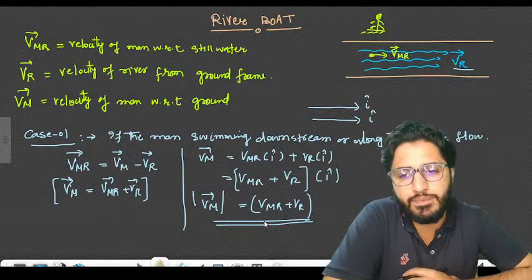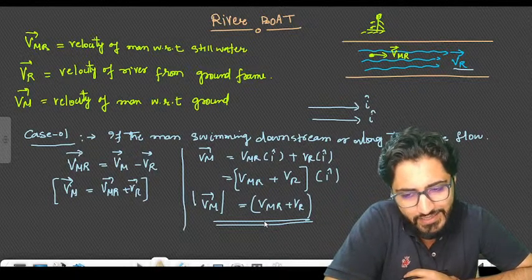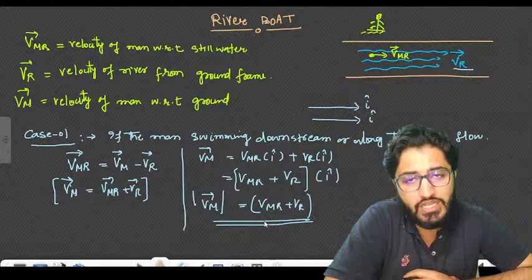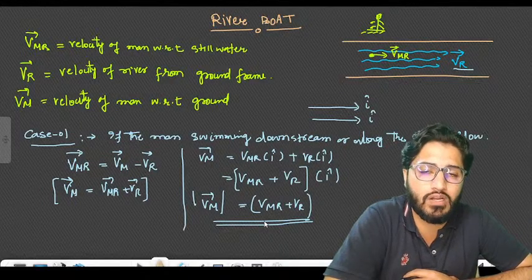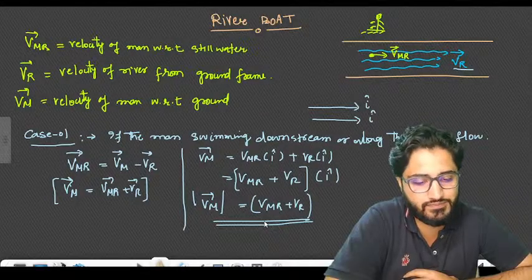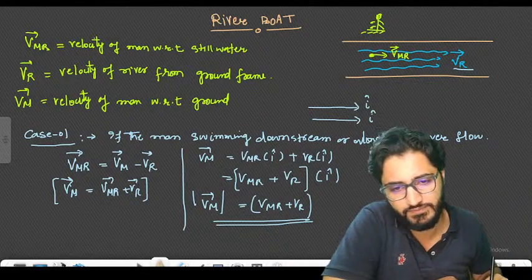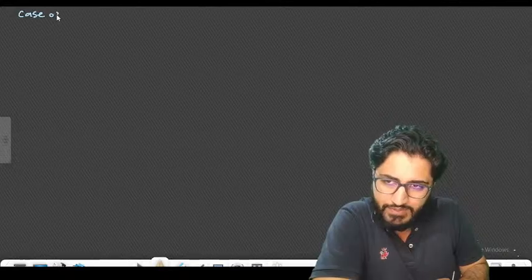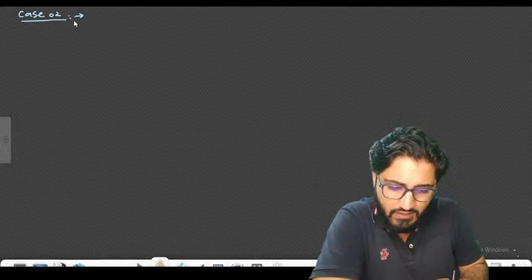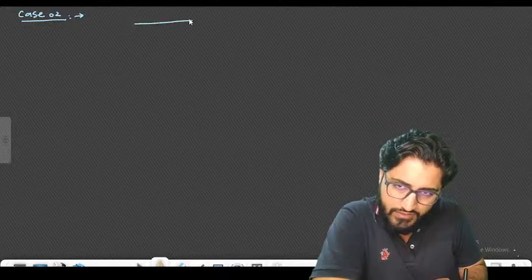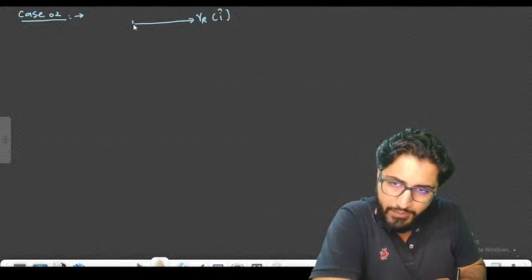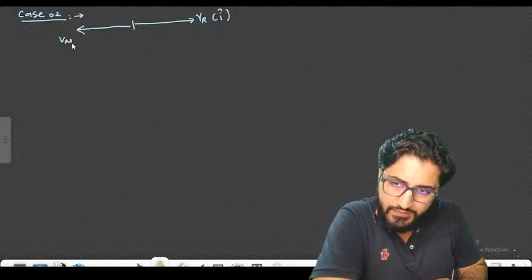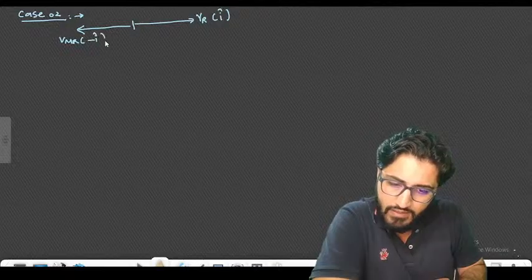That means if the person is going along the river, the speed of the person equals the speed of the person in still water plus the speed of the river. Case number one. In the same way, case number two means the river is going in the I direction, but the person is going in the opposite direction, minus I.